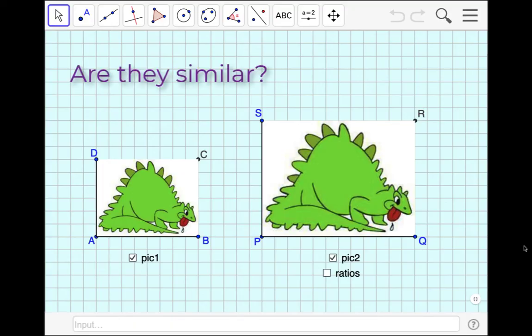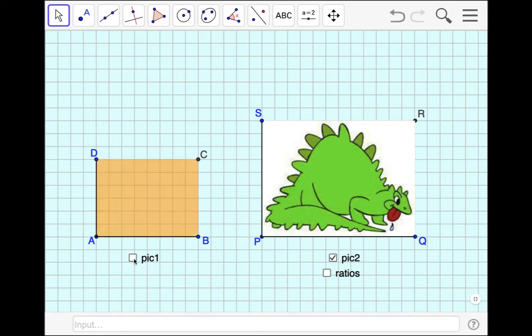Okay, are they similar? Just try to figure it out. Look at the shapes, look at the size of the shapes. Are they in the same proportion? Try it out. Okay, to help you out, I will remove the pics. Now you can easily calculate the number of squares: 1, 2, 3, 4, 5, 6. So we can say AD is 6 units.